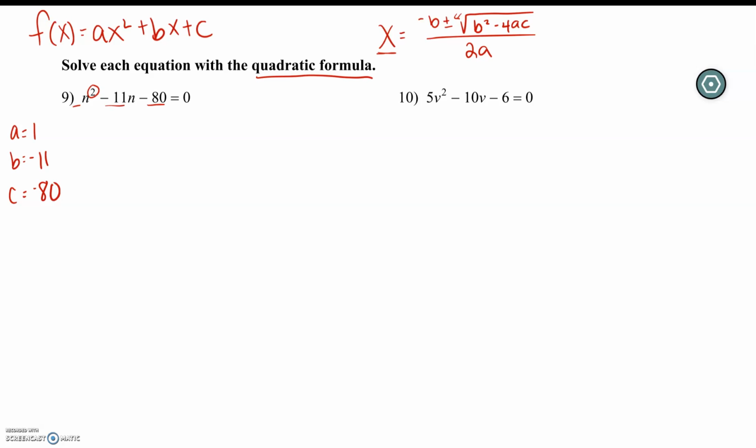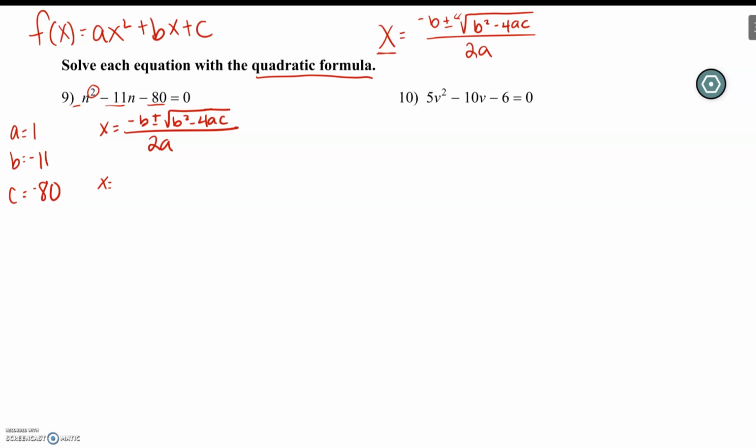One thing I would highly recommend you do every time you use the quadratic formula is to write it out before you use it. It's going to help you remember it. It's going to help you substitute the values in correctly. And it's going to make it so much more fun. So negative b plus or minus the square root of b squared minus 4ac all over 2a.